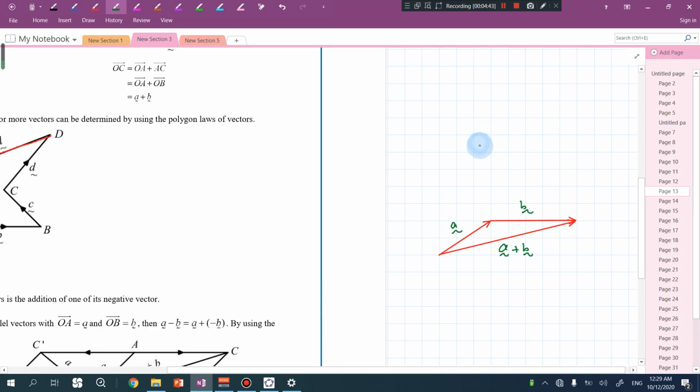How about if the question asks you to draw A minus B? A minus B is actually equal to A plus negative B. So we want to figure out what the vector of negative B is. It's actually very easy. Negative B just means the opposite direction of B. B is going this way, right? Negative B will go backward like this. So let me draw a line for you.